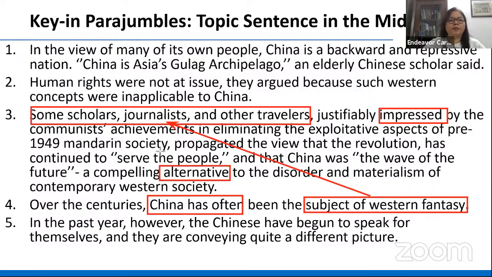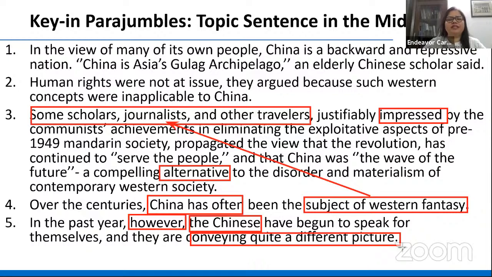Now let's take this ahead. Then I have sentence 5 and 1, which seems to be connected. What is sentence 5 talking about? However, in the past 1 year, now here is a thought reverser. You know that when we talk of however, it ends up contradicting the previous statement. So what is the contradiction here? The Chinese have begun to speak for themselves and they are conveying quite a different picture. The Westerners have some picture, the Chinese are conveying quite a different picture.